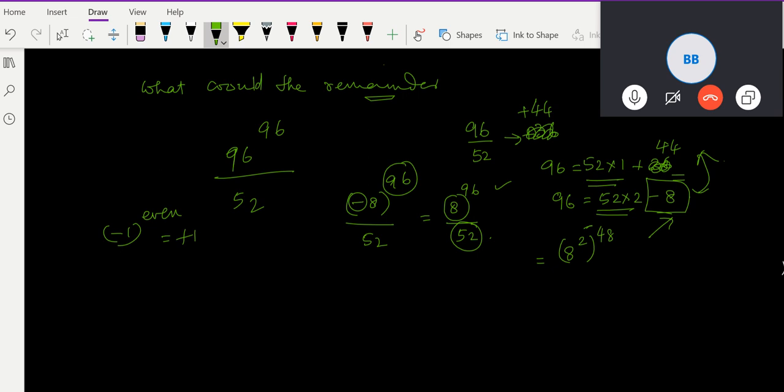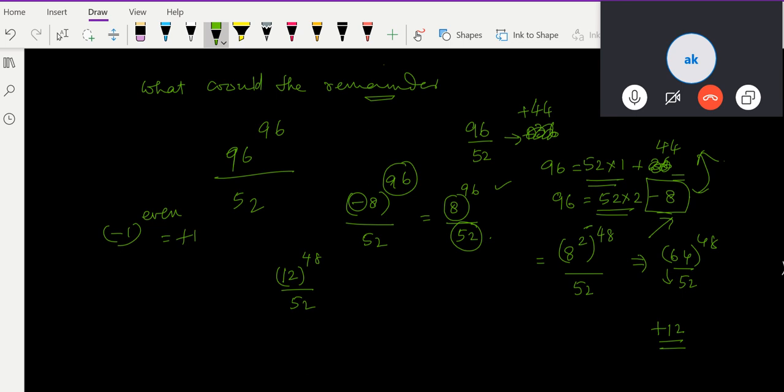Divided by 52, which means 64 by 52 to the power 48, right? What is 64 by 52? It is plus 12, right? So 12 to the power 48 by 52.